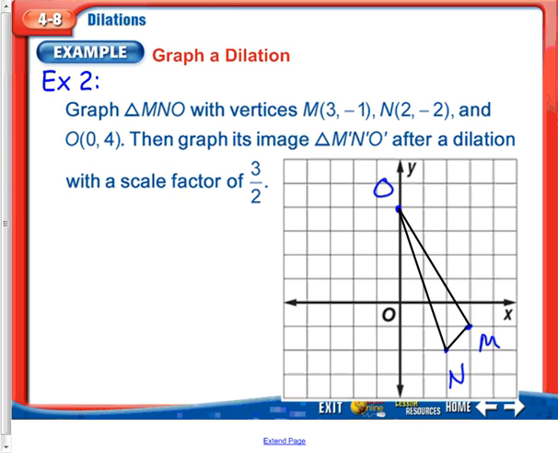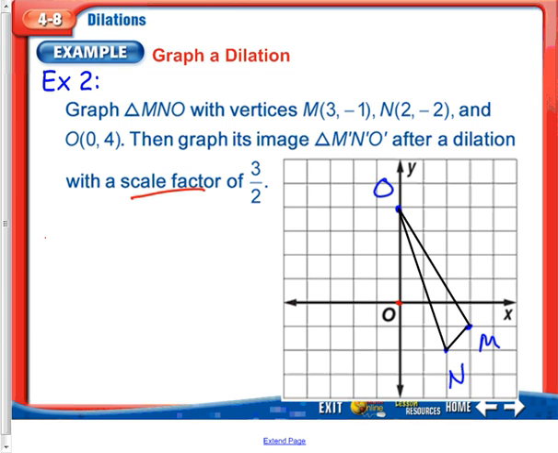Now it says, then graph its image M prime, N prime, O prime after a dilation with a scale factor of 3/2. So it didn't give us a center point, so we're going to use the origin as a center point, which actually works really nicely with our ordered pairs because we'll just be able to work with those ordered pair numbers. And then we have a scale factor of 3/2. Well, that's greater than 1, so we know that our triangle is actually going to get larger.